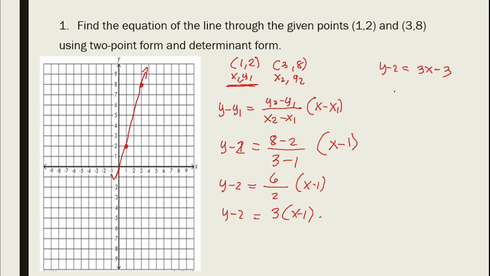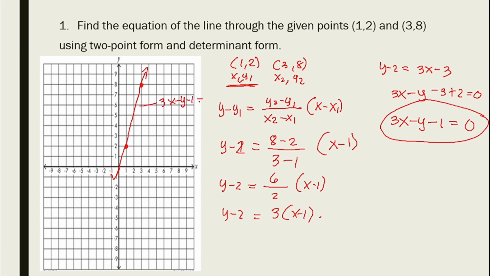So simplify, in the form of a general equation, we have 3x minus y minus 3 plus 2 is equal to 0. So we have here the final equation, 3x minus y minus 1 is equal to 0. So this is the equation of the line. This is the equation that forms when two points are given, (1, 2) and (3, 8). So this is in two-point form.